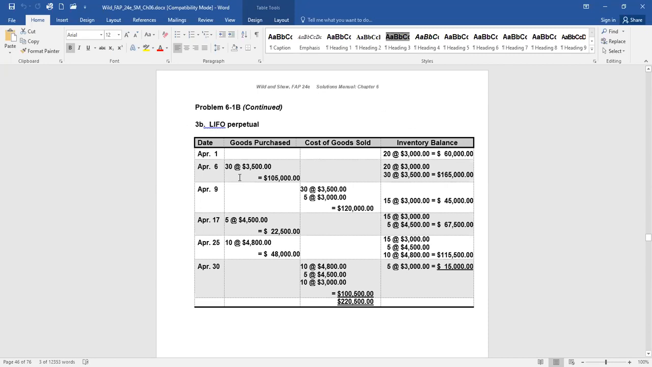When we purchase 30 more, just like we did for FIFO, we have to layer our inventory from oldest purchases to newest. So we're going to add 30 more that cost $3,500 each. So now our inventory balance is the 20 that we had before the purchase and these 30 we just bought at their respective costs. On April 9th, we sell 35 coffee cups. We charge our customer $12,000 each. We still have revenue, $420,000, just like we did under FIFO.